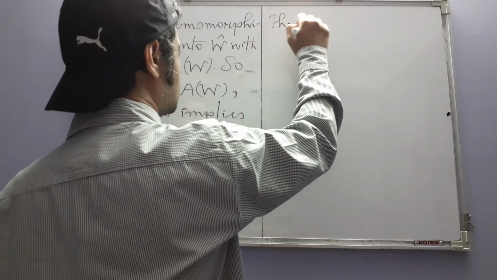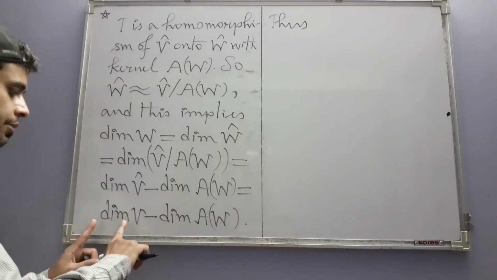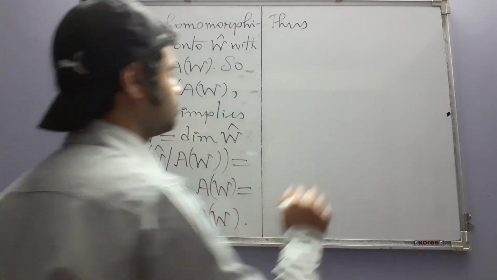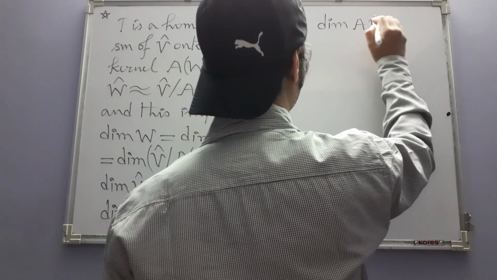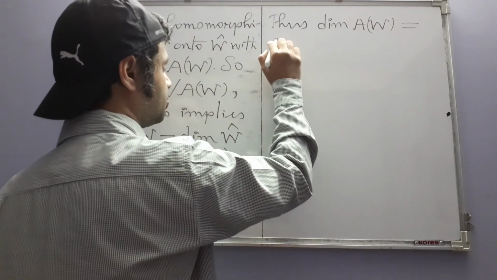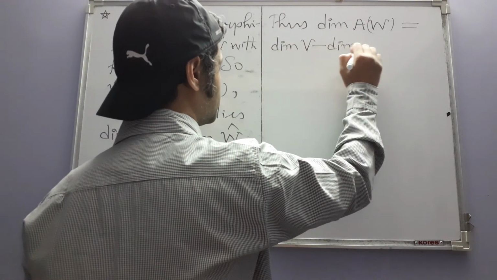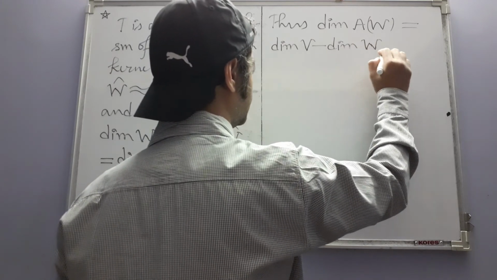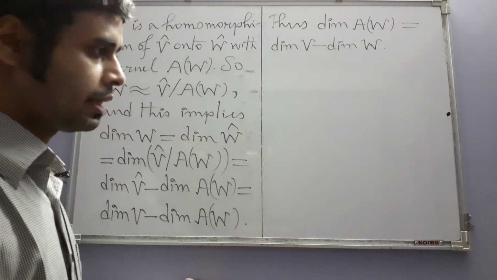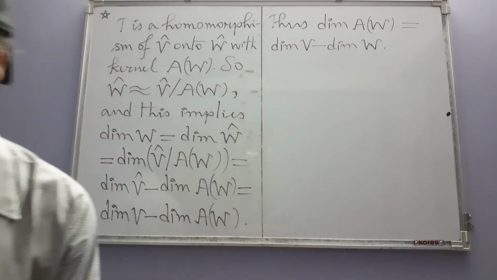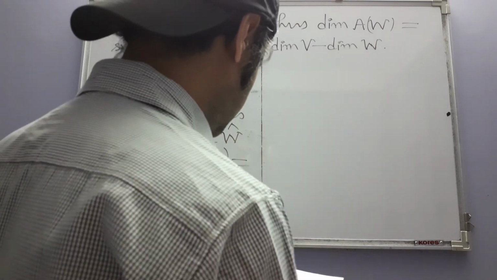Thus, the dimension of A of W is equal to the dimension of V minus the dimension of W. So this way we have actually calculated what the dimension of the annihilator should be in terms of the dimension of the original space and the given subspace. And this entire thing is a result, which of course we have just arrived at through this discussion.